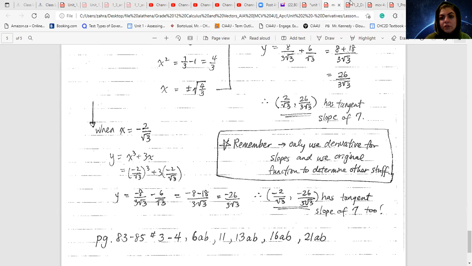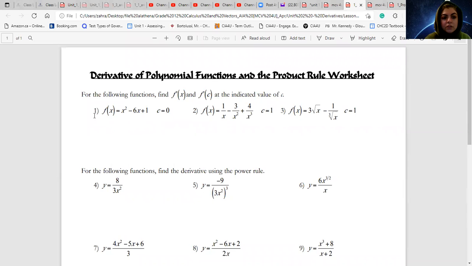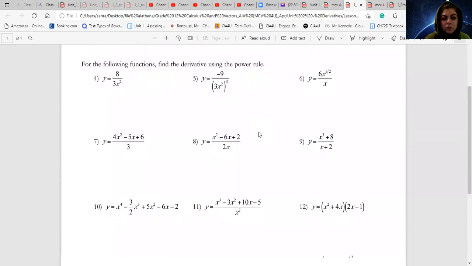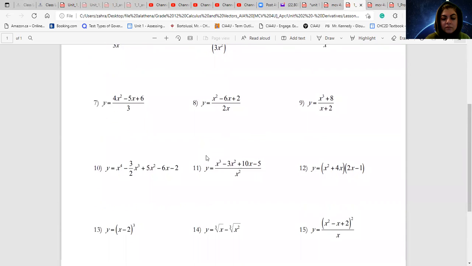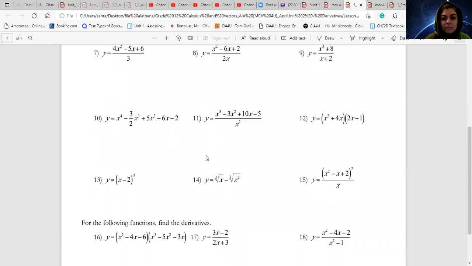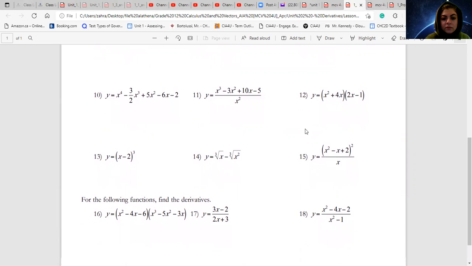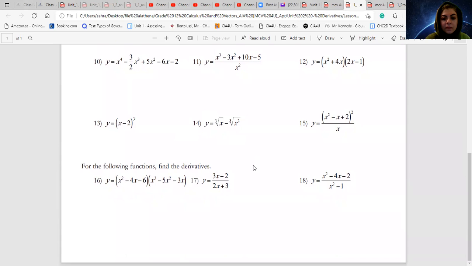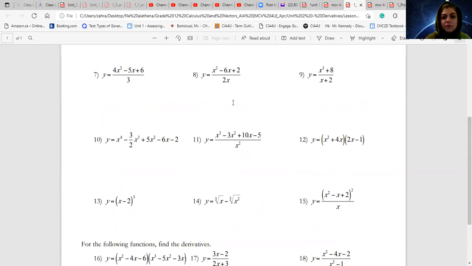So there is a worksheet. For the worksheet, you can do question number 1, 2, 3. Question number 5, 8. Question 11, 12, 14. That would be enough for this worksheet.